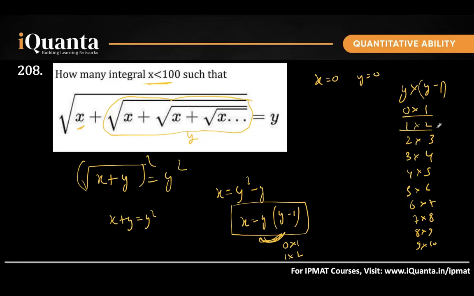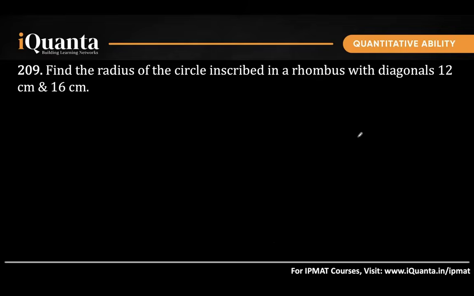So 0 into 1, then 2, then 3. So from 1, we went till 10. So there are 10 pairs. So there will be 10 different values possible for x, because this is nothing but the product x only. I hope this gives the answer for this particular question.